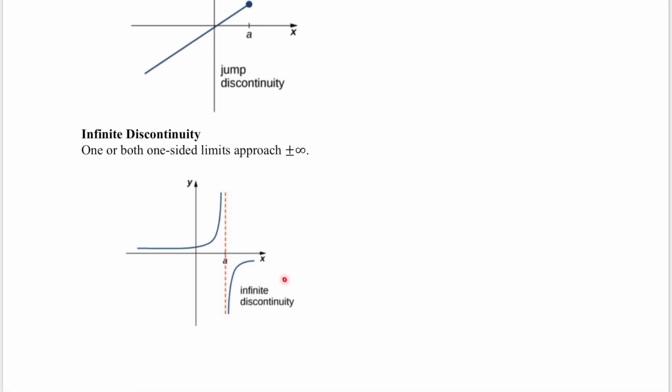The third type is called an infinite discontinuity. This happens when the function values grow without bound near a point. In other words, one or both one-sided limits approach infinity or negative infinity. Graphically, this often appears as a vertical asymptote.